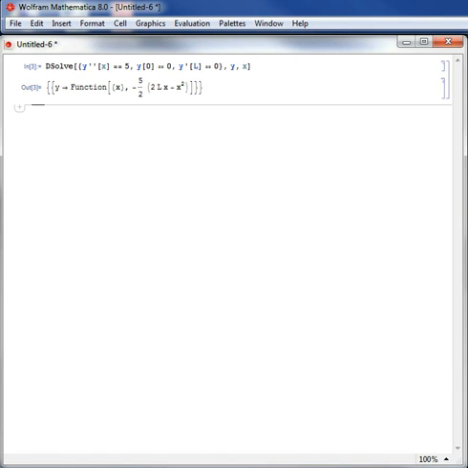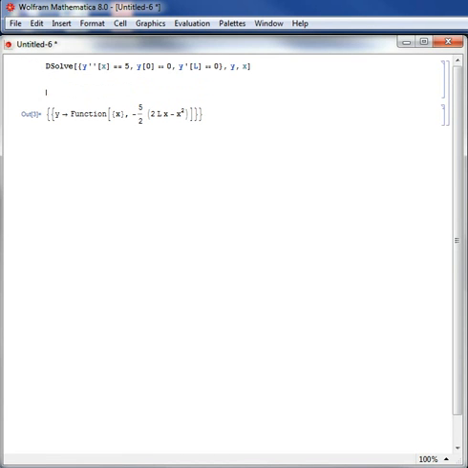Okay, so usually I define a function. What I'm looking for is a function y of x, and this is the function that I'm looking for. It's a function y of x. Okay, so let's now solve the questions in chapter 6.